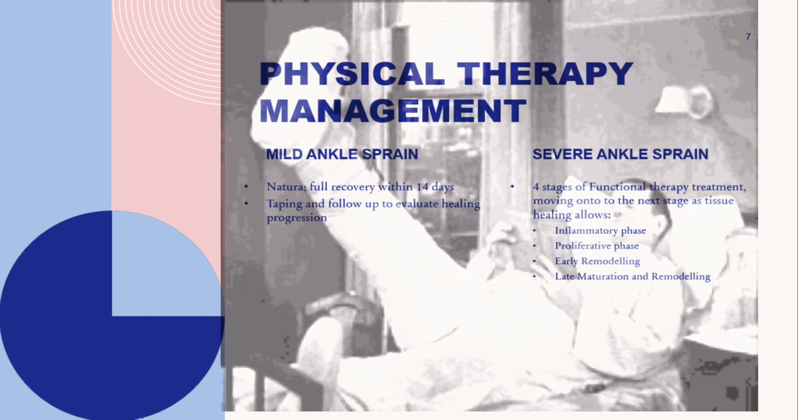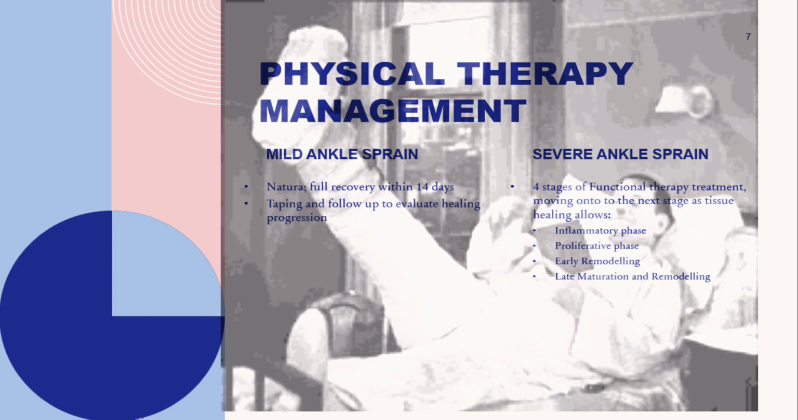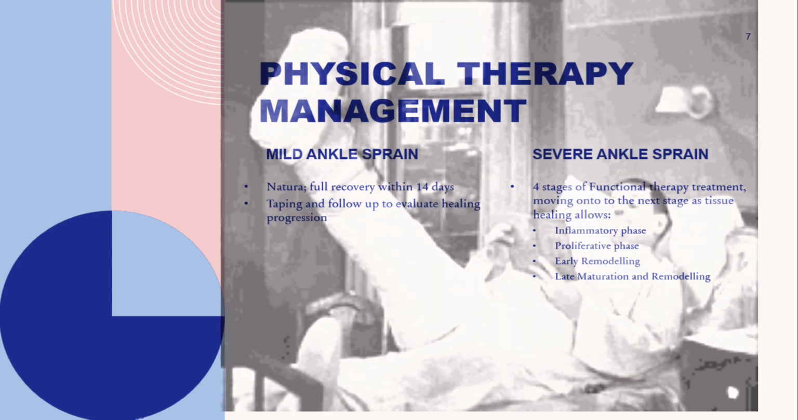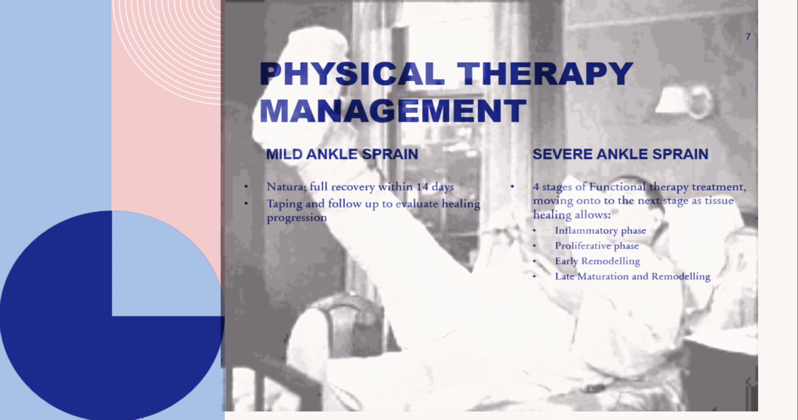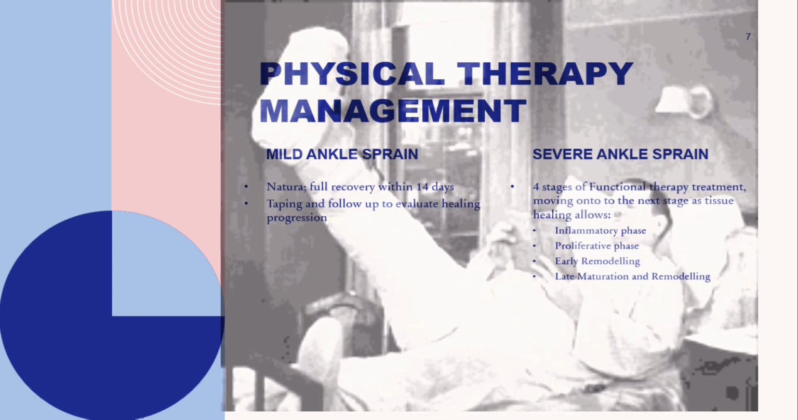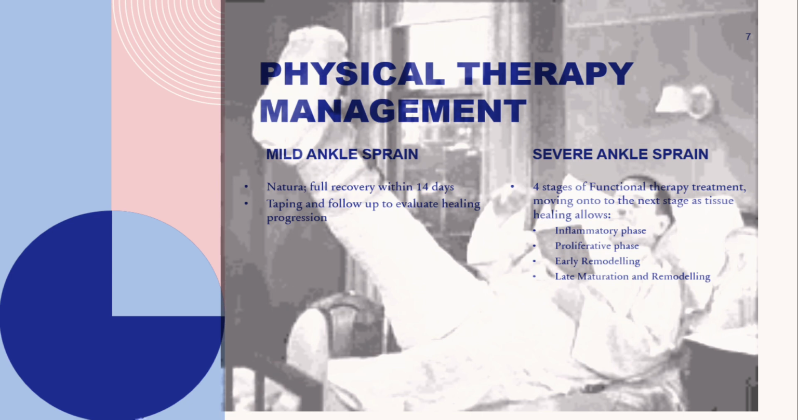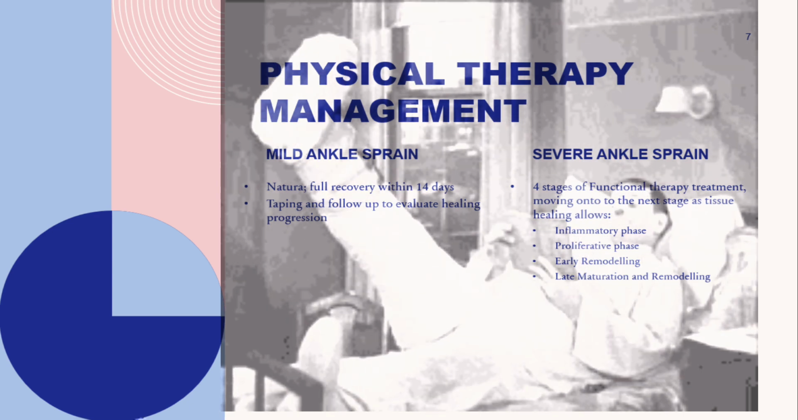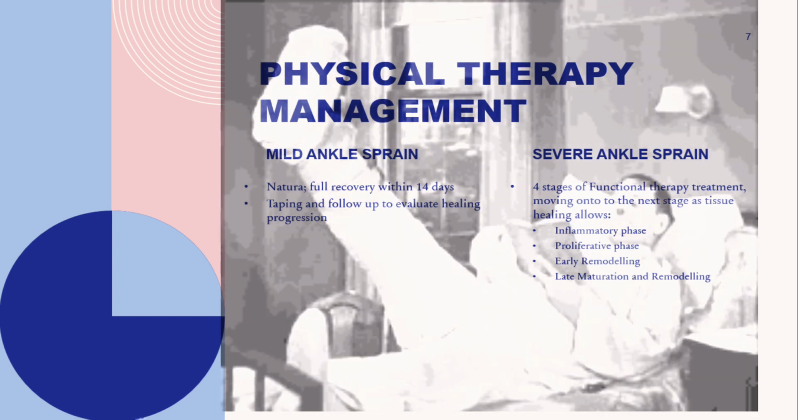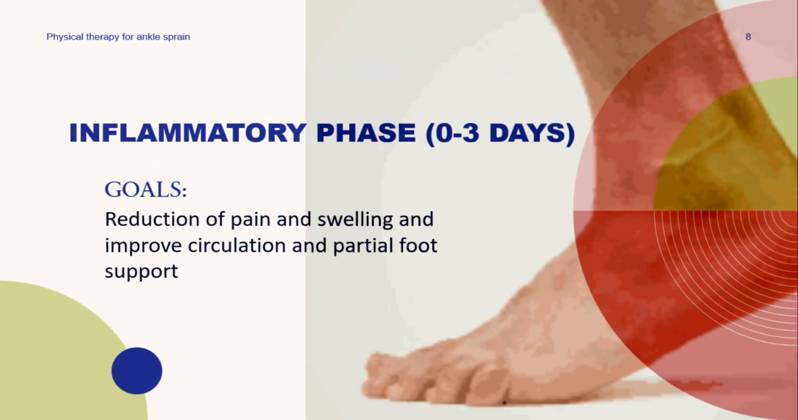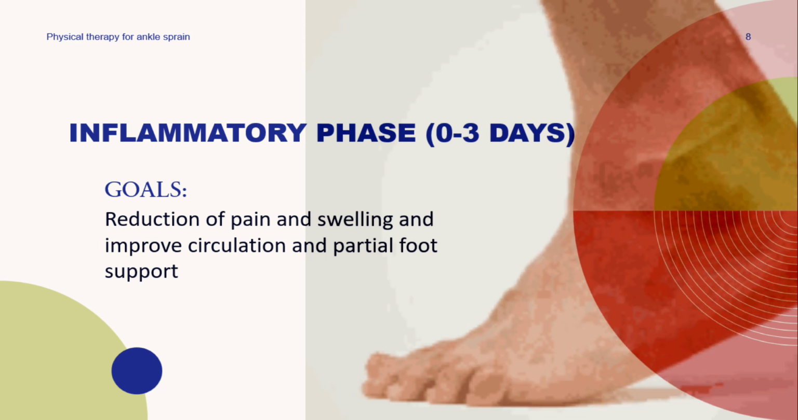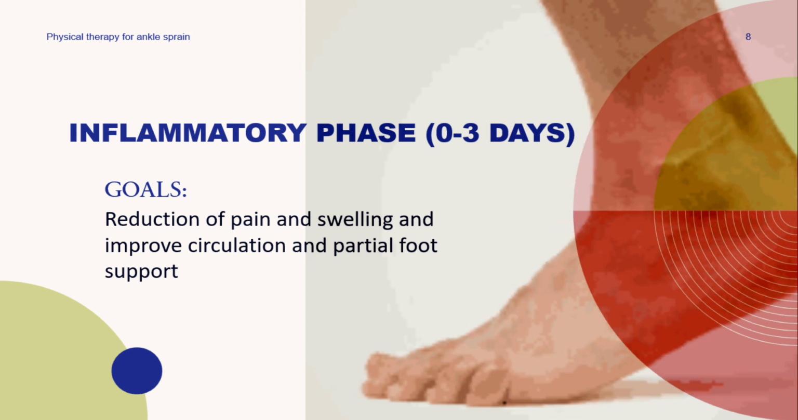Functional therapy treatment can be divided in 4 stages. Moving on to the next stage as tissue healing allows. These functional therapy treatment stages are inflammatory phase, proliferative phase, early remodeling, late maturation, and remodeling. In inflammatory phase, the goals are reduction of pain and swelling and improved circulation and partial foot support.